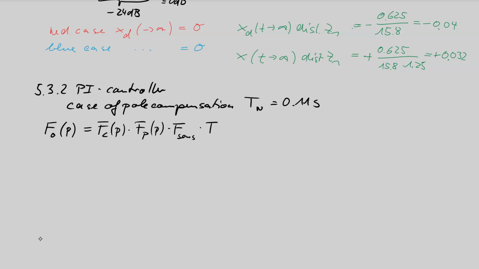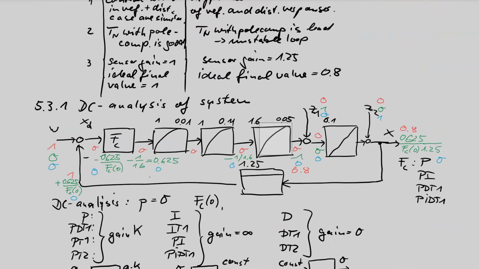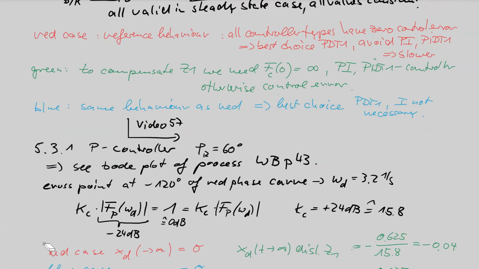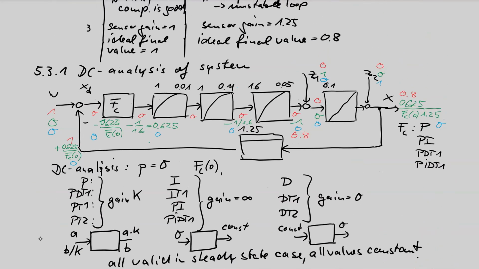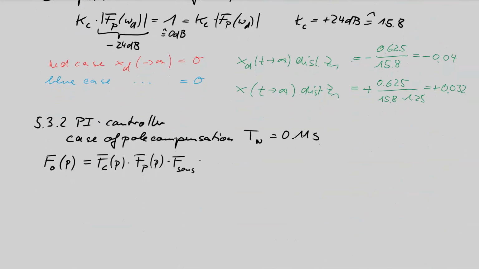But here in our case, you can assume that this is a part of the process. Here we have maybe the first, normally the first PT1, here is the actuator. So this is actuator, process, sensor. All gains should be collected together, and then we get the open loop gain.